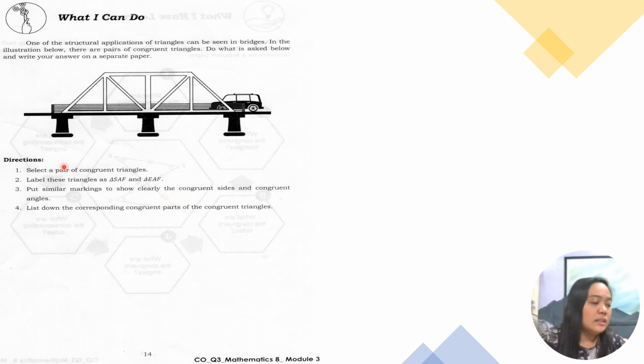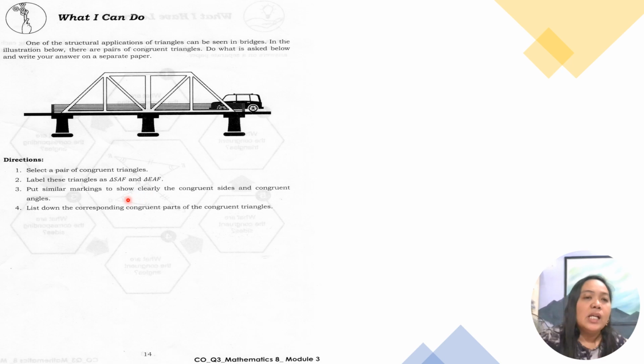Number 1, select a pair of congruent triangles. Just select one. Label these triangles as triangle SAF and triangle EAF. It could be this pair here, or this pair here, or this pair. You just select one pair and call it triangle SAF and triangle EAF.